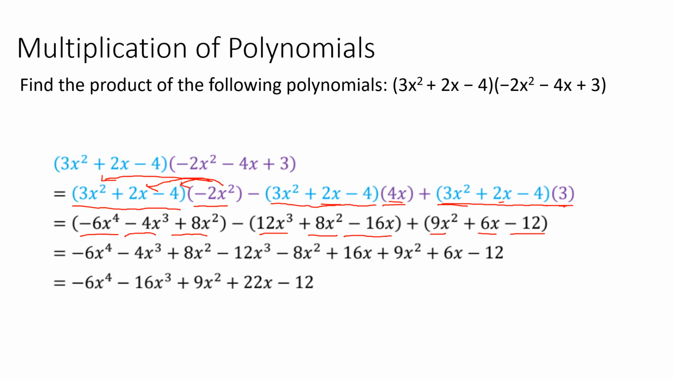So we have negative 6x raised to 4 minus 4x cubed plus 8x squared minus 12x cubed minus 8x squared plus 16x plus 9x squared plus 6x minus 12. So we will have negative 6x raised to 4 minus 16x cubed plus 9x squared plus 22x minus 12.